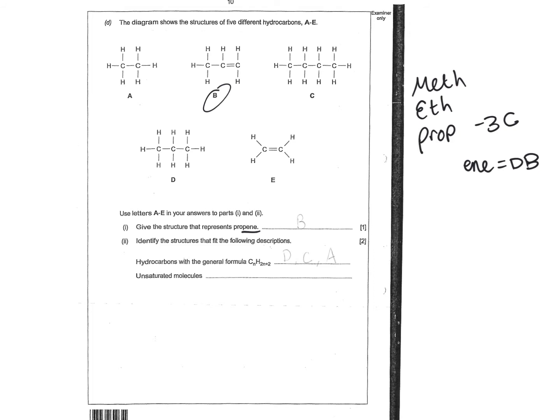Hydrocarbons with the general formula CnH2n+2, that's the general formula for alkanes, okay? So all of them without a double bond. Unsaturated means they've got a double bond, okay? Saturated doesn't. So you would be writing E and B in here, okay? Be careful of that question because that's more of a biology question that they've thrown in.